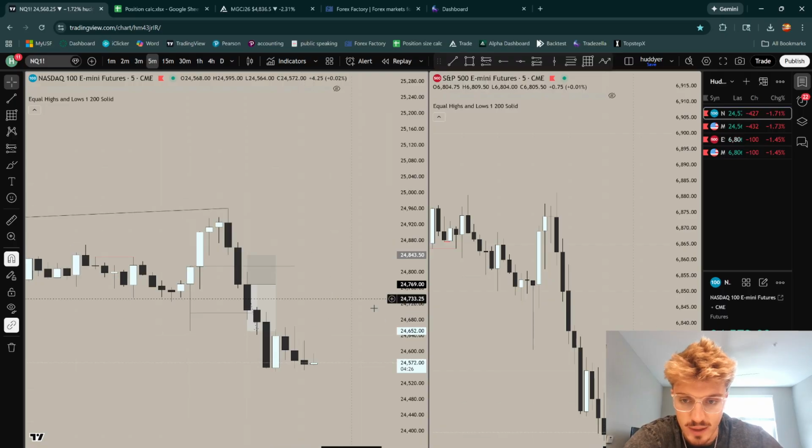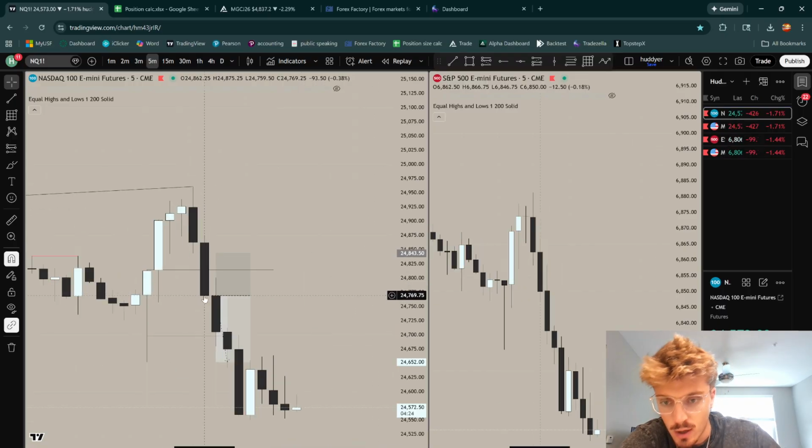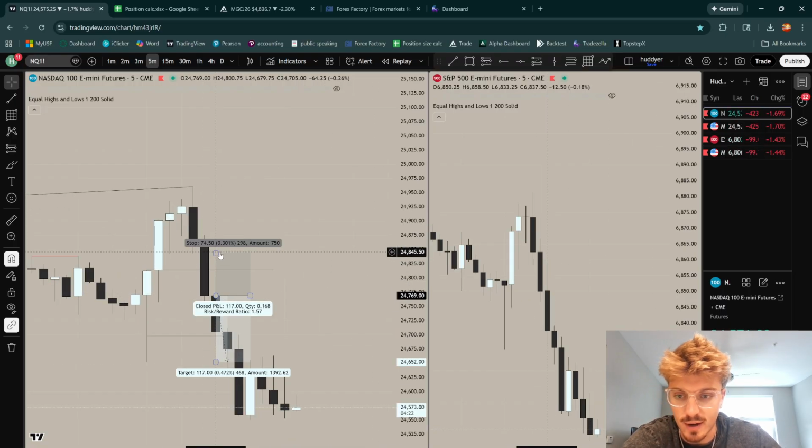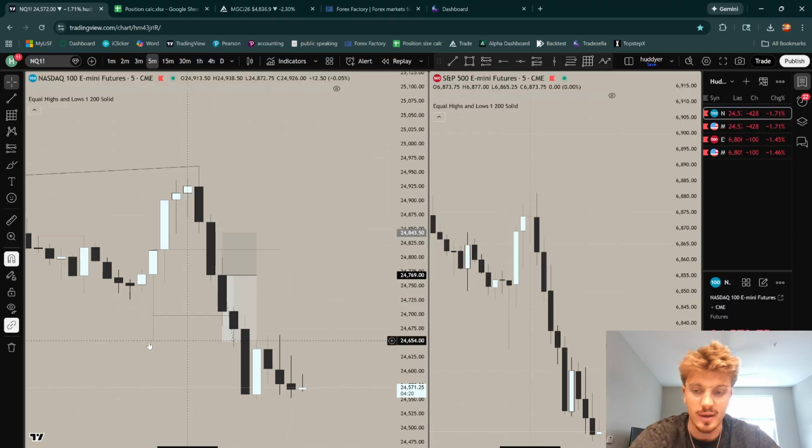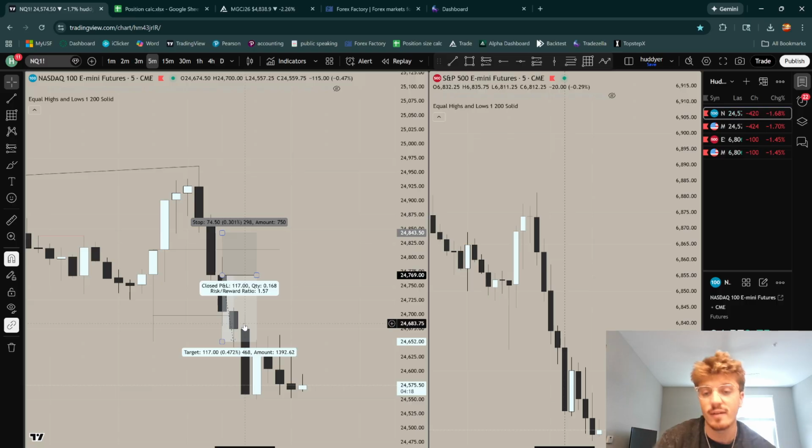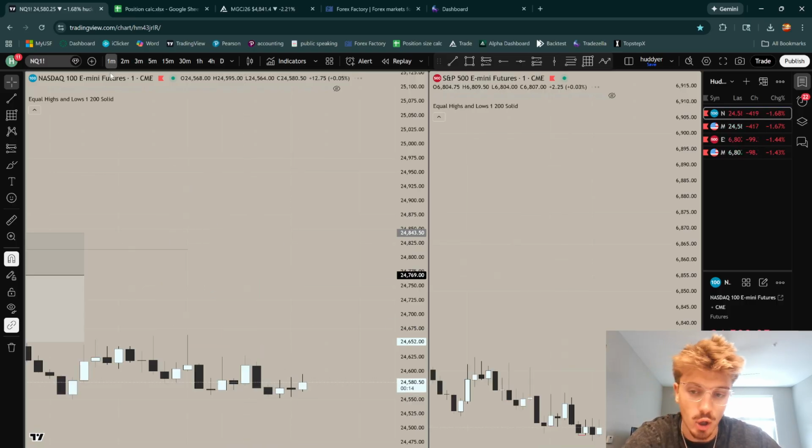So we ended up having to take the 5-minute inverse right here, entered here, had our stops above this 5-minute gap right here, just targeted this low down here, 1.5R. Beautiful trade, smoked TP, did it all live in front of the Discord.